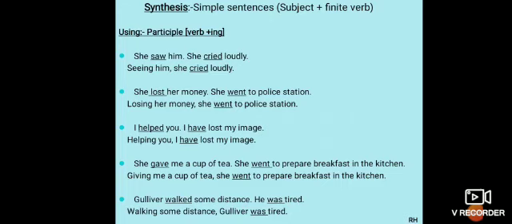Number 3: I helped you, I have lost my image. So helped is a finite verb, have is another finite verb.